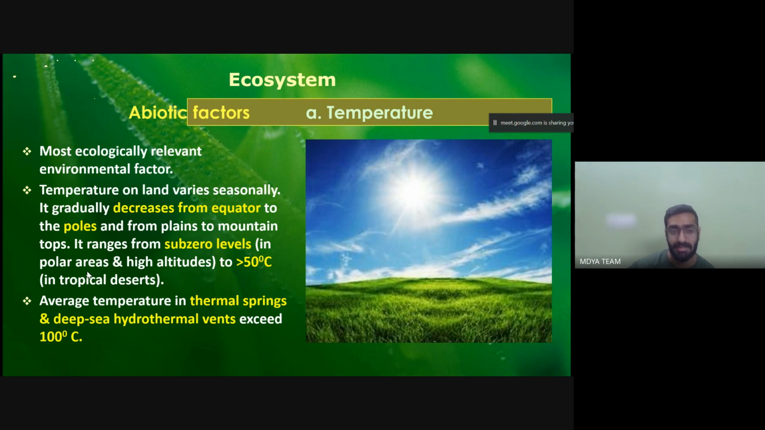Okay, so deep down in the sea, the hydrothermal vents, the openings on the land in which the water comes out at a very high temperature, are called deep sea hydrothermal vents. Okay, so the temperature of those springs could also exceed beyond 100 degrees Celsius. All right.